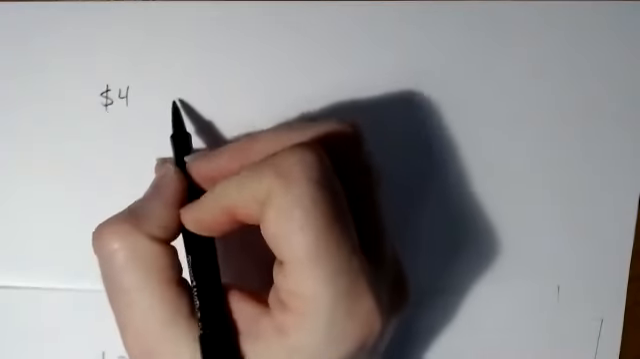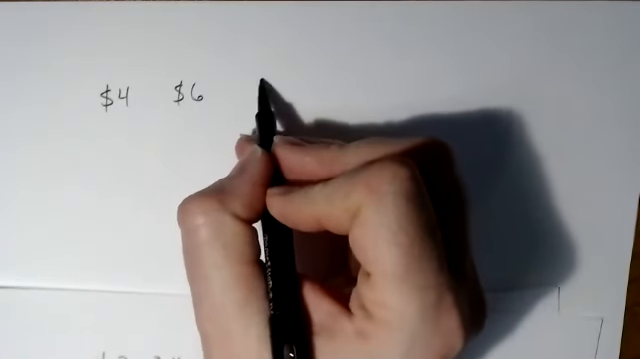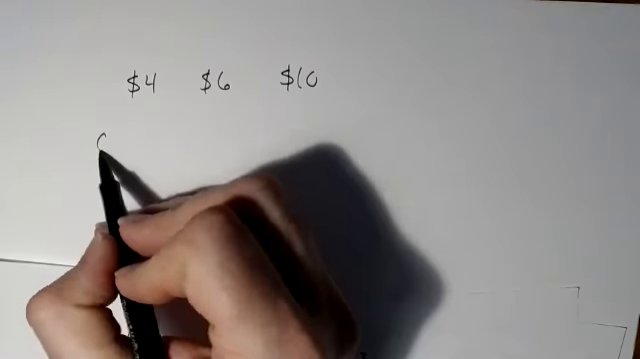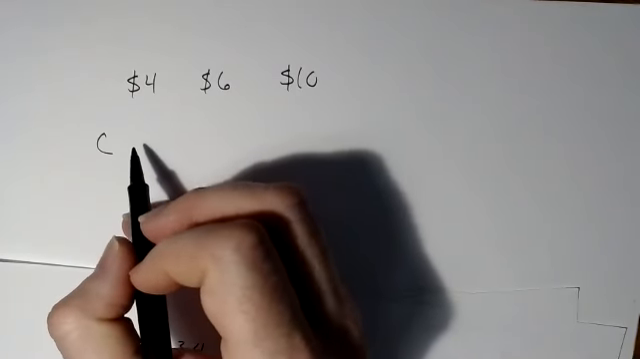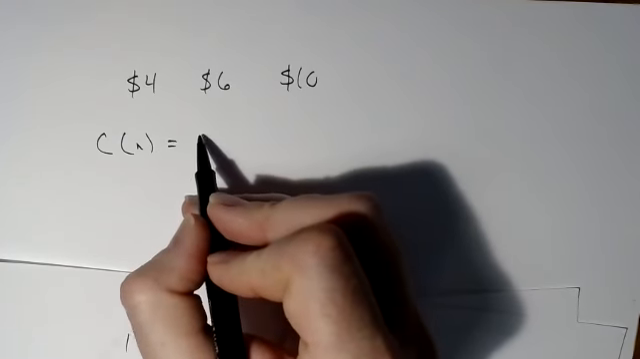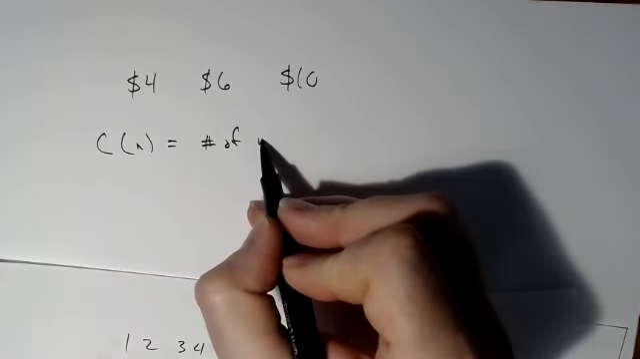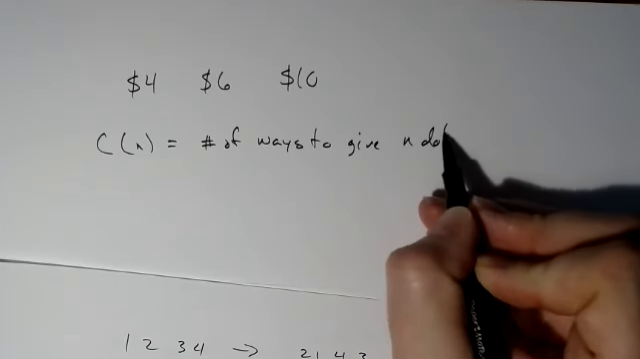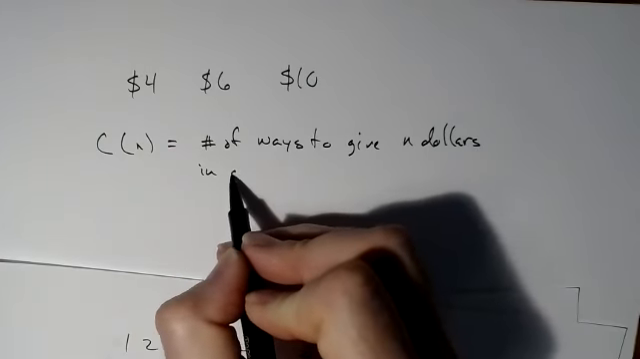Given a supply of $4 bills, $6 bills, and $10 bills, set up a recurrence to determine how many ways there are of giving n dollars in change. So let's define that as C of n is the number of ways to give n dollars in change.